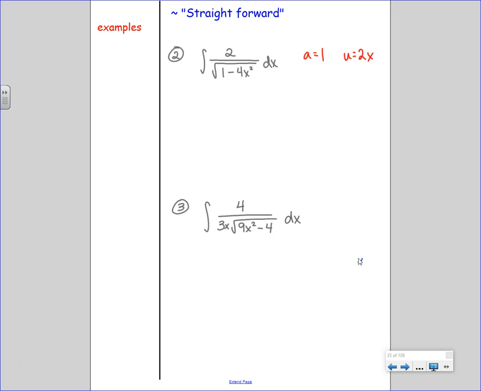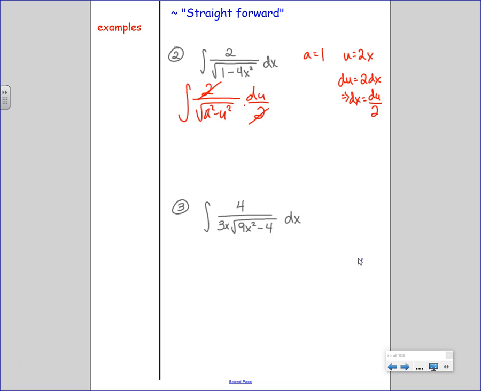2x. That's important. du is equal to 2 dx, which means dx is equal to du over 2. I still have to think about my u sub. We're going to go to plug in. I get the integral of 2 over square root of a squared minus u squared du over 2. Oh, hey, the 2's even cancel. That's nice.